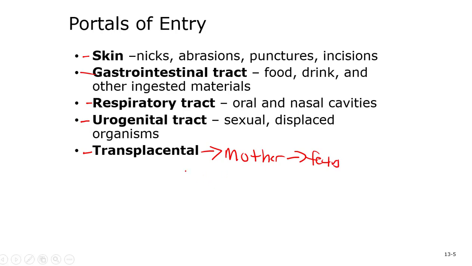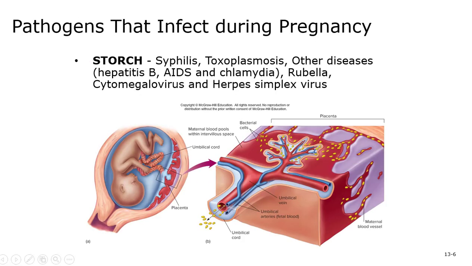And there are only select diseases that have the ability to cross that placental barrier. And those diseases we abbreviate as STORCH, which stands for syphilis, toxoplasmosis. The O is other diseases because they ran out of letters. So the other diseases are Hep B, AIDS, and chlamydia, rubella, cytomegalovirus, and the herpes simplex virus. So these are pretty much the only infectious diseases that can cross that placental barrier.